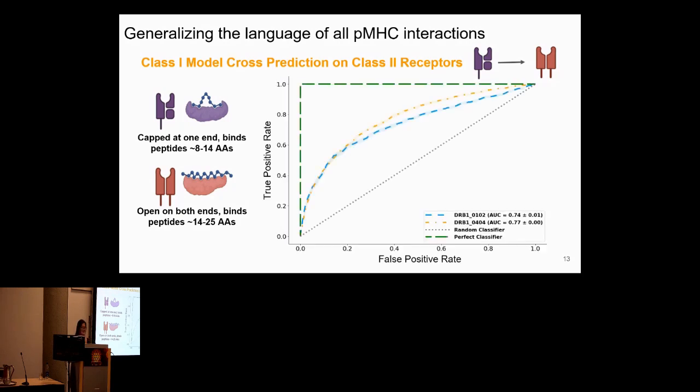yes. So this is a model trained on the 8 class 1 alleles and predicting on class 2 receptors, which makes Swing, to our knowledge, the first model to ever be able to cross-predict across these classes.